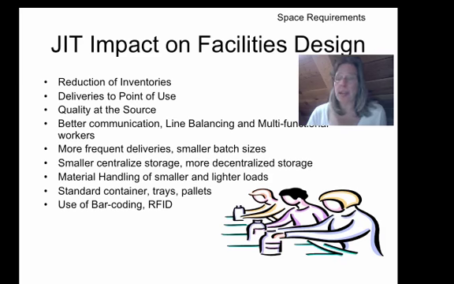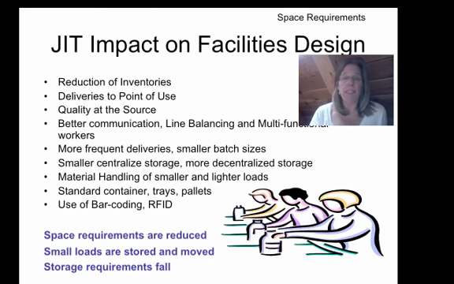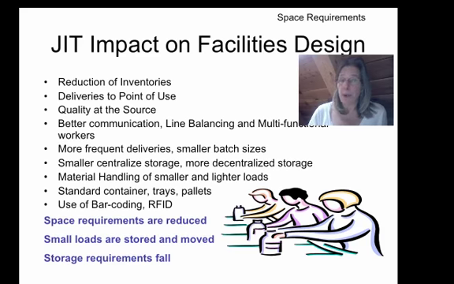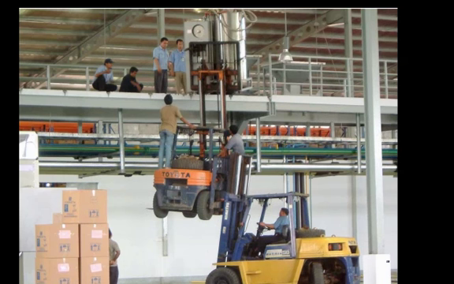Standard containers, trays, or pallets. Again, that standardization and also having to do with material handling. And then you'll also want to look at how you can best use barcoding and RFID. Space requirements should be reduced if you use just-in-time, smaller loads to be stored and moved, and storage requirements fall. That pretty much finishes up the inventory issue.